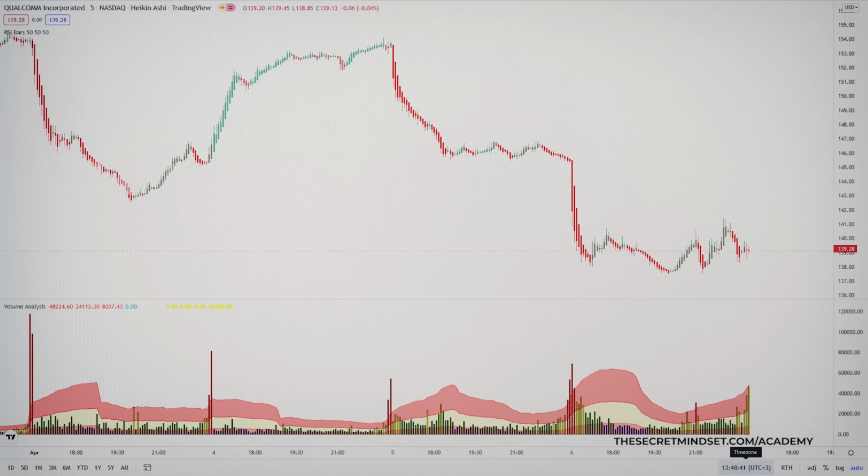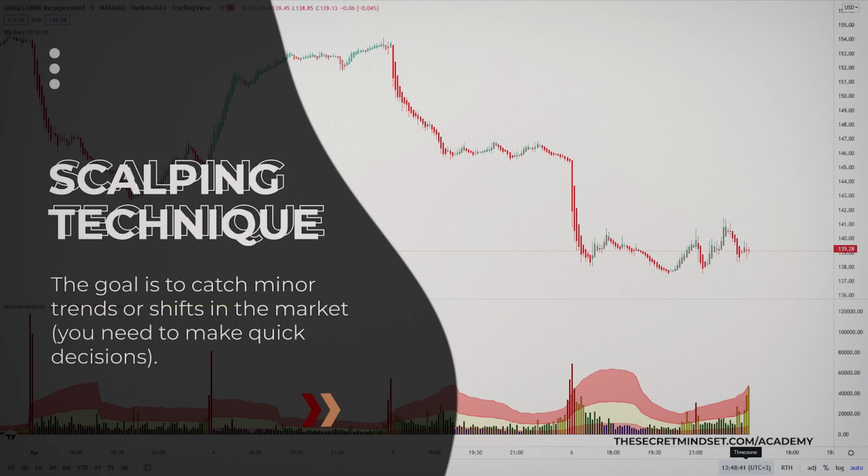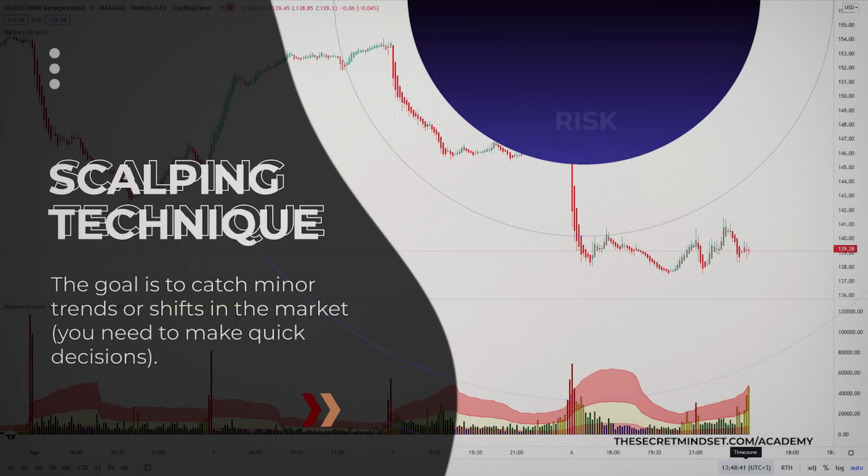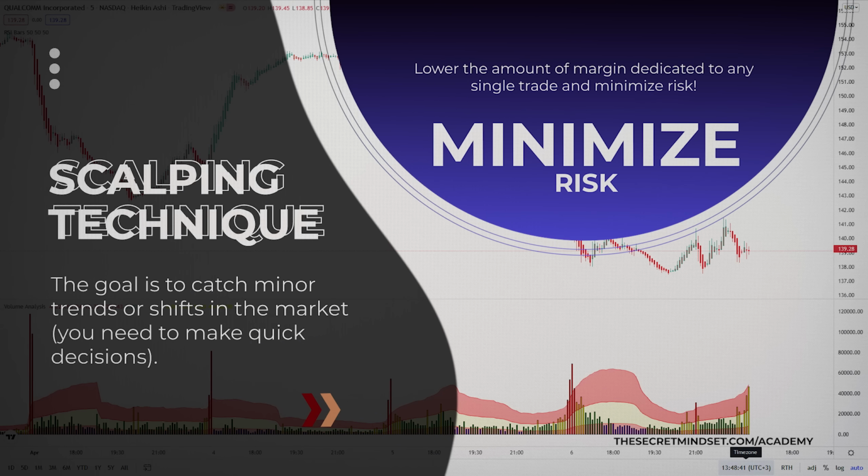Being a scalping and day trading strategy, you obviously want to catch minor trends or shifts in the market, which means you need to make quick decisions. Given the number of trades you will make in a single day, it's important to lower the amount of margin dedicated to any single trade and minimize risk. My advice is to never risk more than 1 or 2% of your initial deposit. This will allow you to have 2 or 3 positions at a time without having a big exposure.